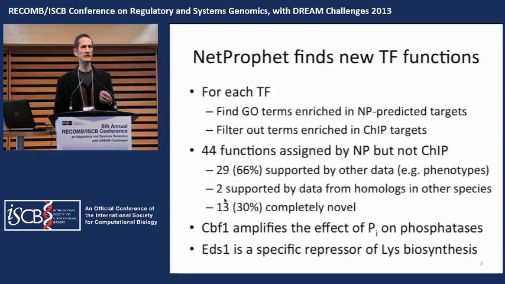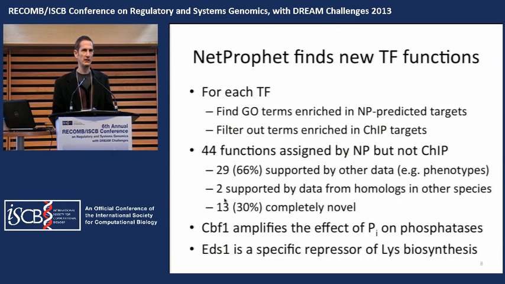We also wanted to see if we could find new transcription factor functions with NetProphet that couldn't be found by ChIP-chip or ChIP-seq. So we took all the GO terms that were enriched in the NetProphet predicted targets of each transcription factor, and then we dropped out all those that were enriched in the ChIP predicted targets of each transcription factor. And we found 44 functions that were assigned by NetProphet but not by ChIP, of which 29 were supported by other data sources, primarily mutant phenotypes. 2 were supported by data from homologs in other species, and 13 were completely novel.